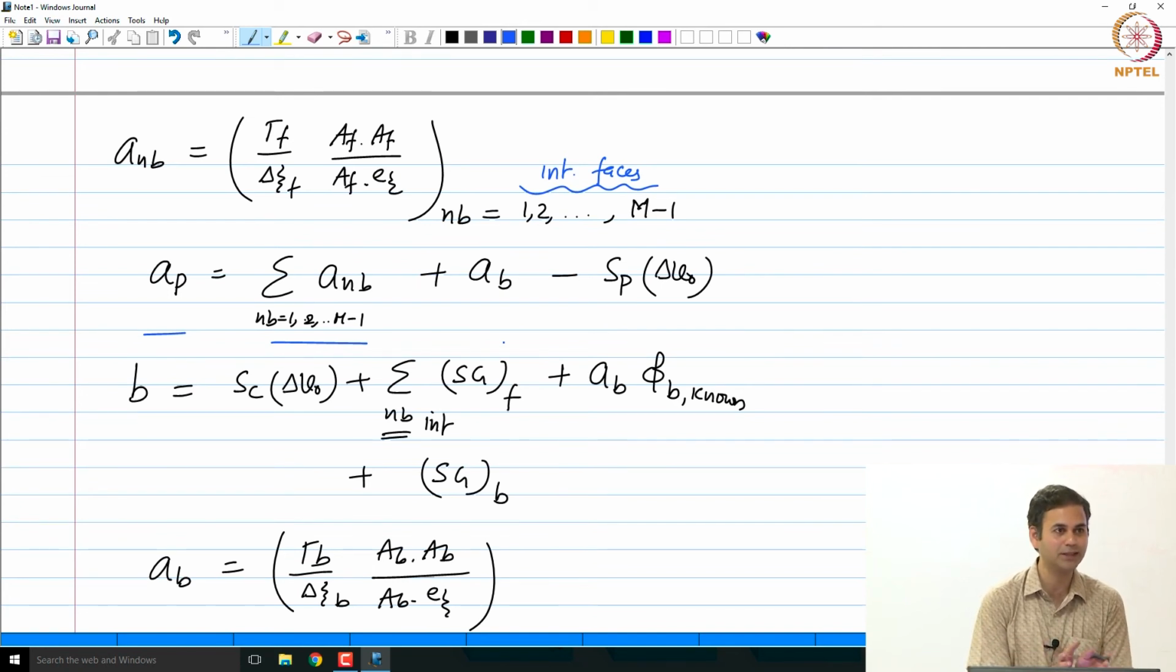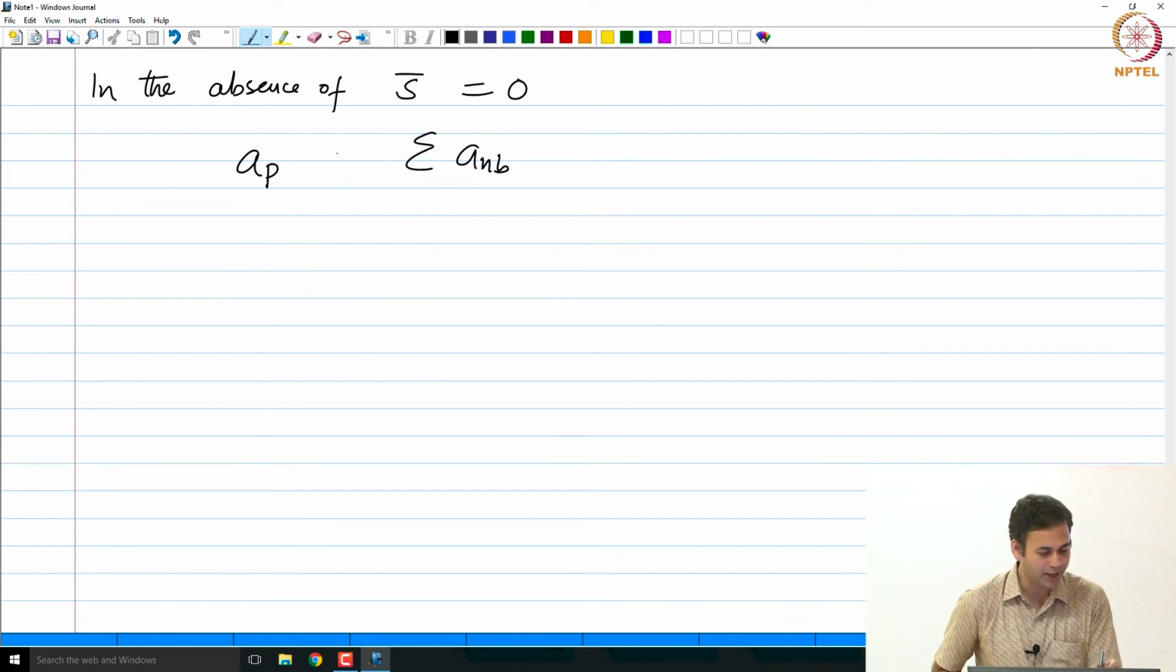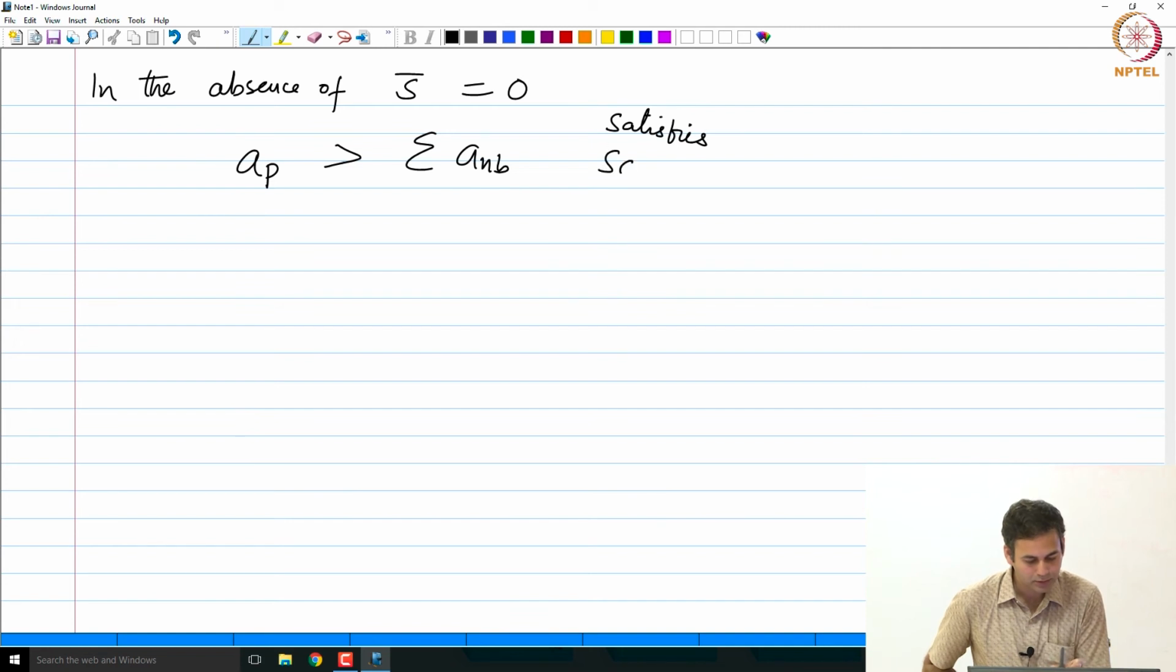This is nothing new, right. This is same as the Dirichlet boundary condition for structured Cartesian meshes that we have seen before. So, that means AP is greater than sigma n B. So, this satisfies your Scarborough inequality. Okay. So, this satisfies Scarborough inequality.